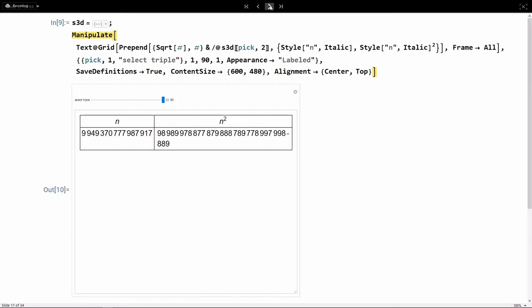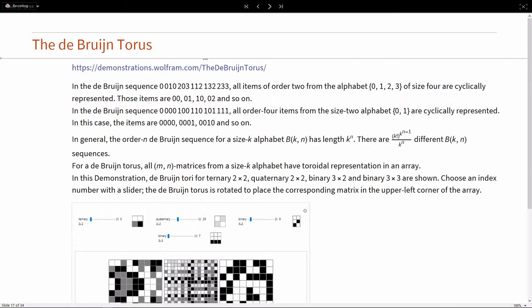The De Bruijn torus is another item I took a look at recently. If you take a look in one dimension, this sequence here has all items of order 2 from the alphabet 0, 1, 2, and 3. For example, 0, 1, 0, 2, 0, 3, and 0, 0 are all in there. Also, 1, 1, 1, 2, and 1, 3. And it's cyclic. 3, 0 is the last item. In this sequence here, all order 4 items from 1 and 0 are cyclically represented. So here's 0000, 0001, 0011, and so on. It turns out that the 16 different ways of grabbing numbers from here are all represented within this.